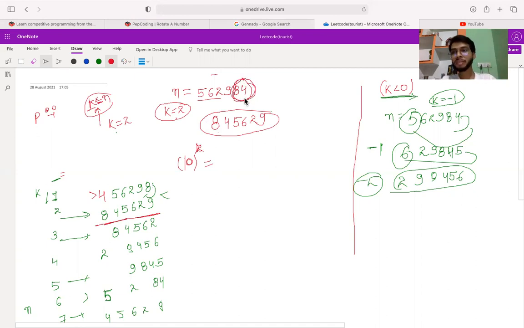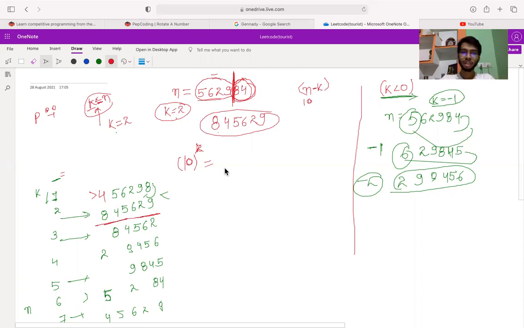After getting the remainder, I need to find the multiplier, the multiplier with which I have to multiply it to form this number. If this is my remainder, then this will be my quotient. So what will be my multiplier? This is simply 10 raised to power n minus k. This is my multiplier.